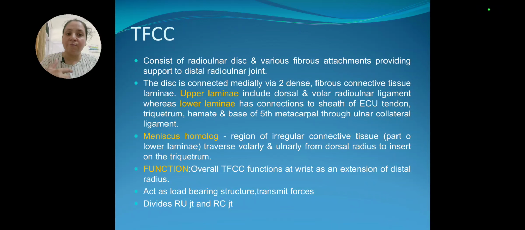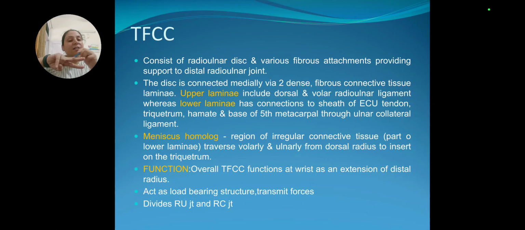It is a load bearing structure, dissipates the forces, and it helps in the motion also of the wrist. So it's a very important point. Now this is a triangular structure. If you can see, this triangular structure is basically a biconcave structure, because the structures of the distal end of the radius and ulna is concave, as well as the proximal row of carpal is also concave.